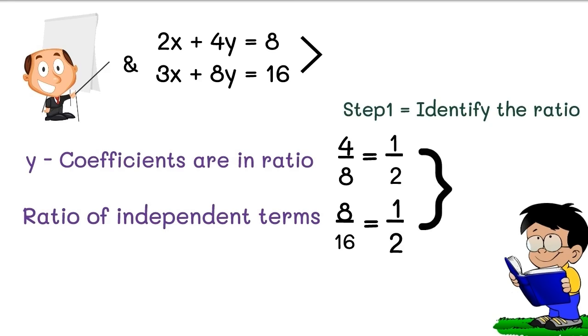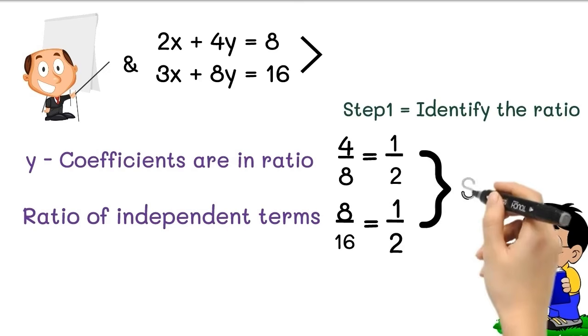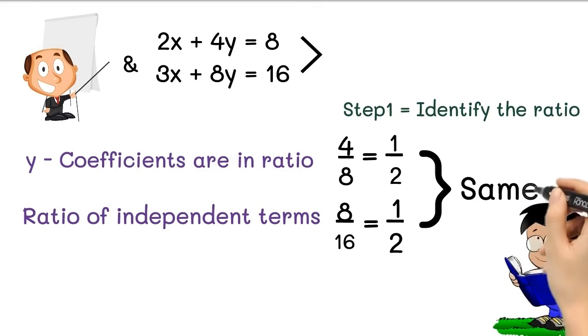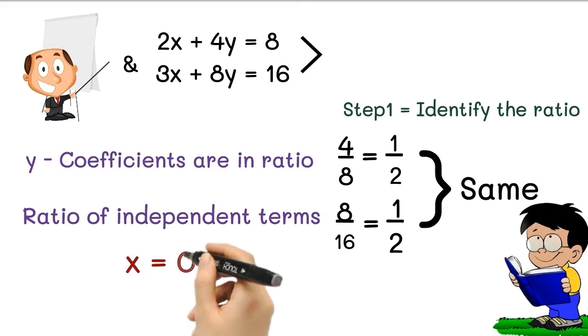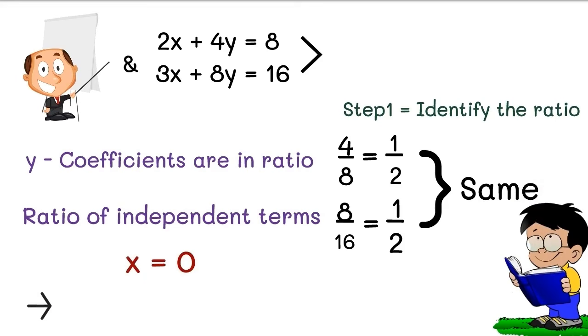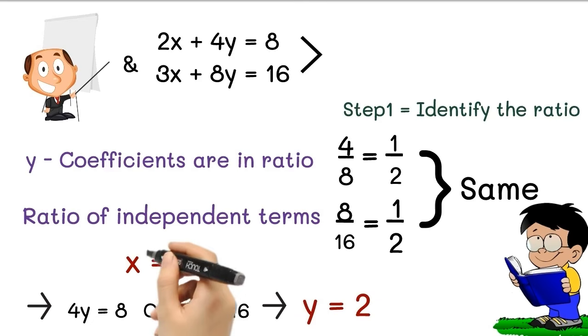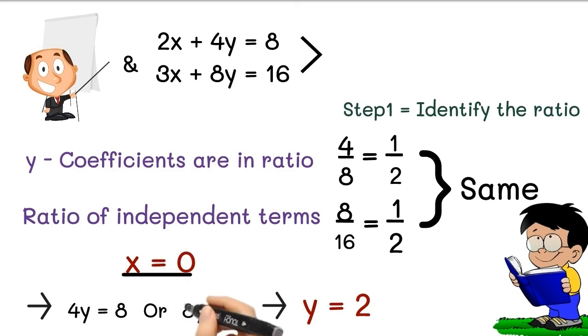Now you can see that the ratio of y coefficients is the same as the ratio of independent terms. So we can equate the other variable x to 0. If you put x equals 0, then we will get 4y equals 8 or 8y equals 16. And hence, we can find out the value of variable y. So y equals 2. And this is the solution of the given system of linear equations.